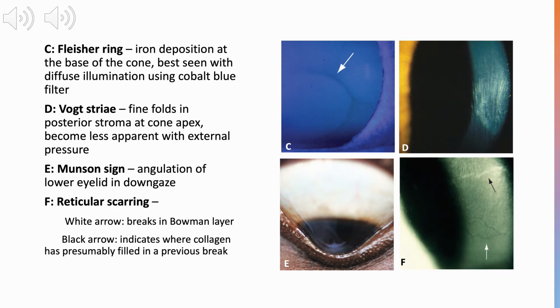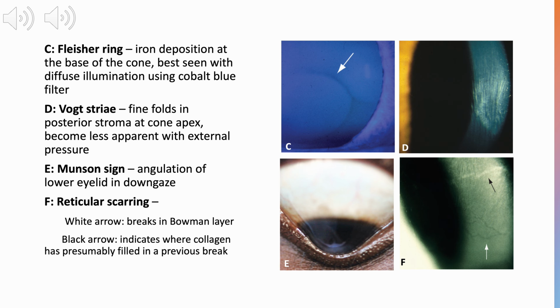Figure D demonstrates Vogt striae, fine vertical folds within the posterior stroma at the apex of the cone. These striae are unique in that they disappear with gentle external pressure on the globe, distinguishing them from true stromal scars.